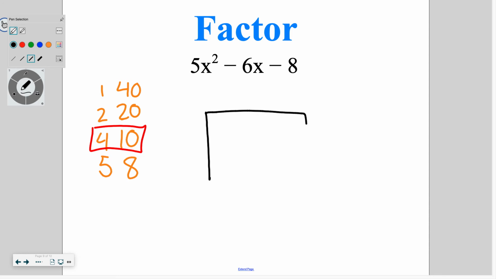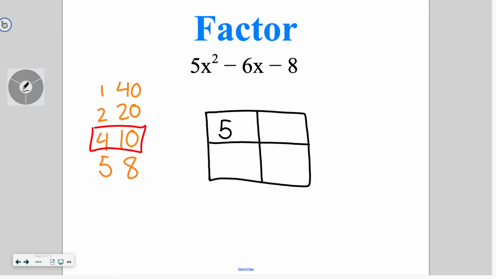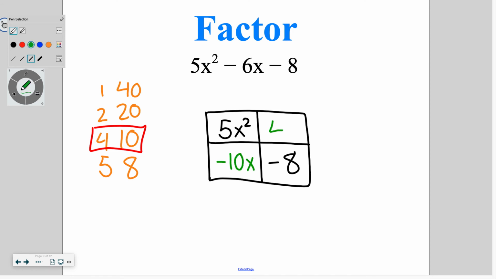So that's when I put it into the box, remembering that first term, that 5x squared, goes in the top, the negative 8 goes in the bottom. To use 4 and 10 to get to a negative 6, I'm going to have a negative 10x and a positive 4x. When I then pull out those factors, they have a GCF of 5x.